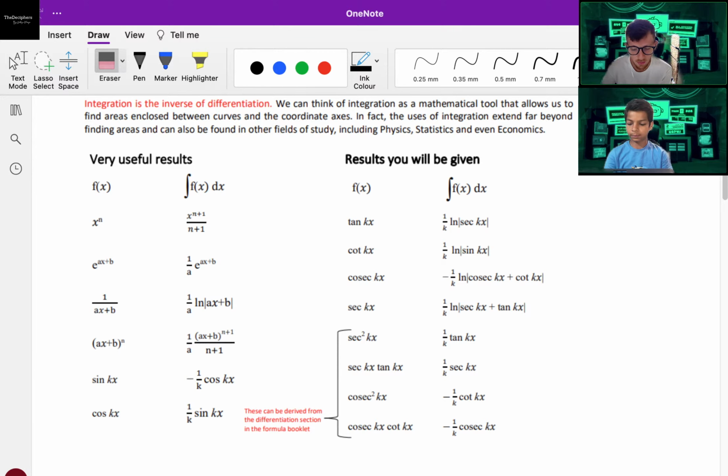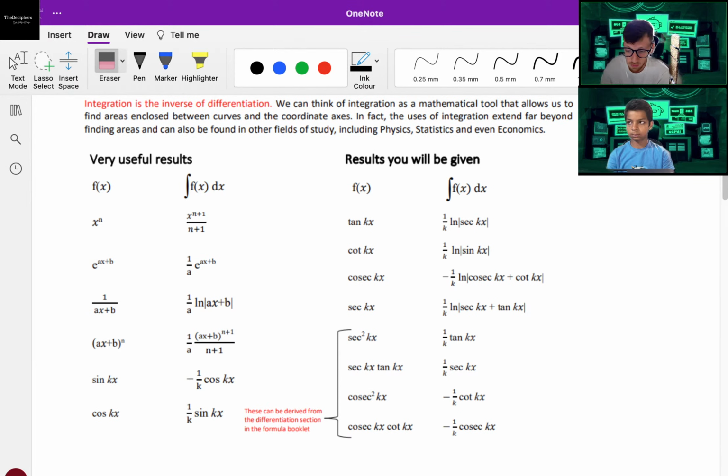And then also when we're integrating our trig functions sine and cos, it's just like when we differentiate, then we use those results. So sine kx integrates to negative 1 over k cos kx, because cos differentiates to negative sine, so sine integrates to negative cos, and cos kx integrates to 1 over k sine kx, because sine differentiates to cos.